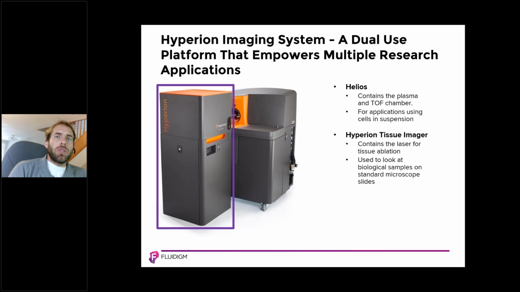The Hyperion Tissue Imager contains the laser for tissue ablation, as Sydney mentioned, and it's what we use to look at biological samples on a standard microscope slide. So you can look at cells on a slide, you can look at tissues on a slide, anything that we can stick down to a slide that's biological in nature, we can assay with this instrumentation.